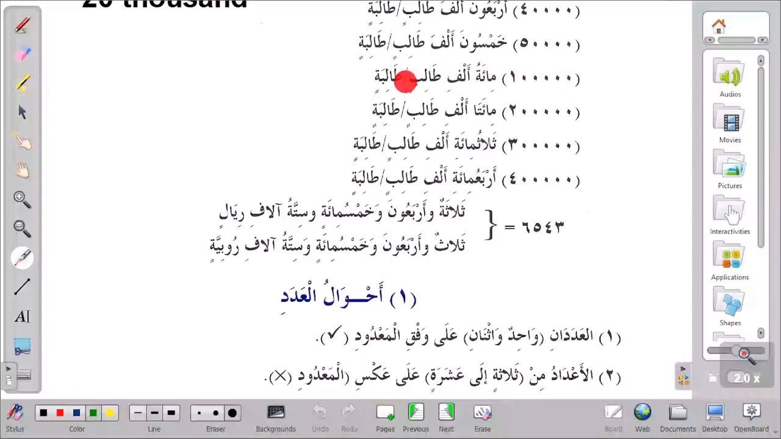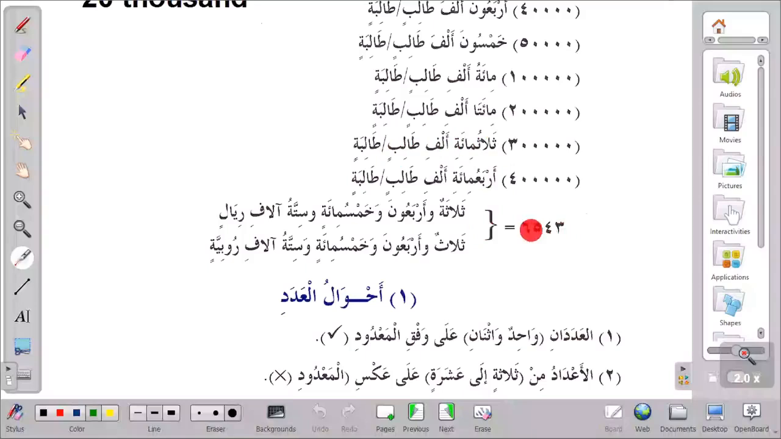So mi'atu alfi talibin, 100,000. Mi'ata alfi talibin, 200,000. Thalathu mi'ati alfi talibin, 300,000. Sorry, I made a mistake earlier: here it is 100,000 students. So 100 is mi'a, and then alf, of course, 100,000. Mi'atu alfi talibin. Mi'ata alfi, 200,000. 300,000 will now be thalathu mi'ati alfi talibin.